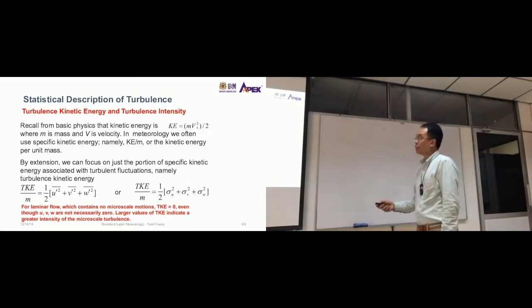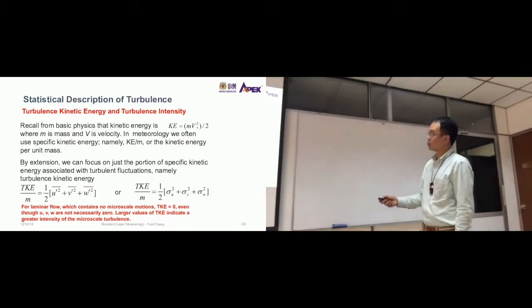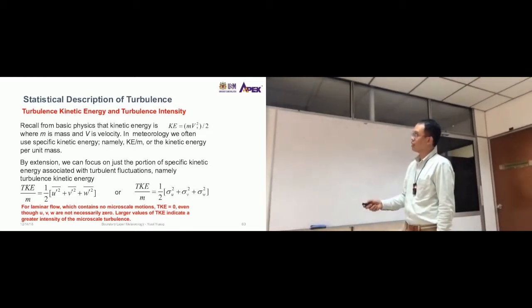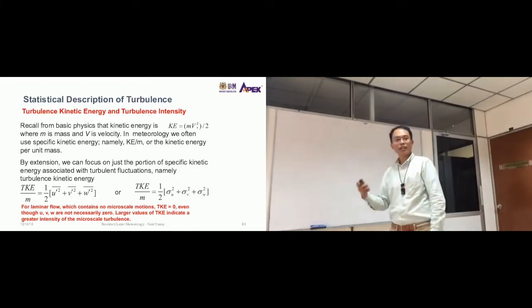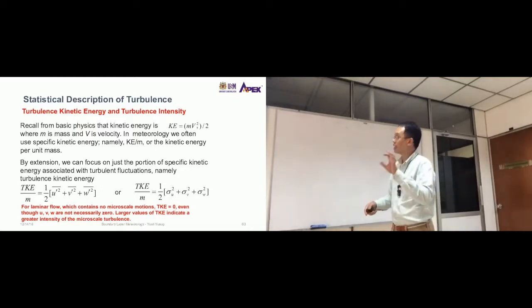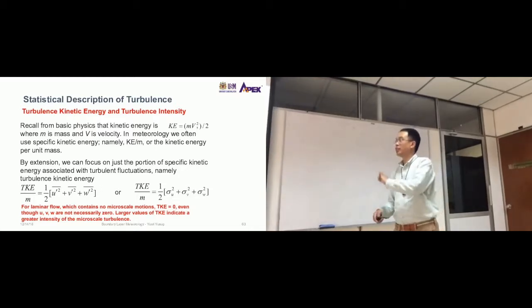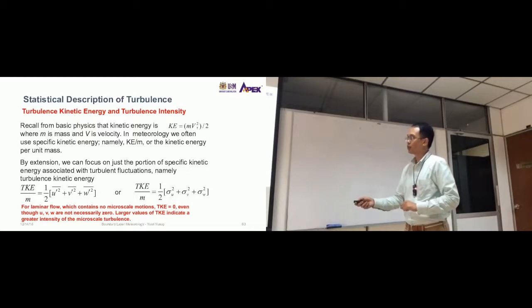Now, by extension, we can focus on just the portion of specific kinetic energy concerning the turbulent fluctuations only, namely the turbulence kinetic energy, or I think turbulent kinetic energy. So there are two parts to this kinetic energy. One is the mean kinetic energy, and the other is the turbulent kinetic energy. And here, we just focus on the turbulent component of it.